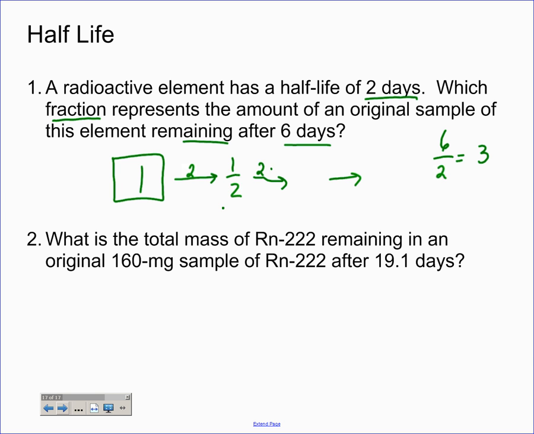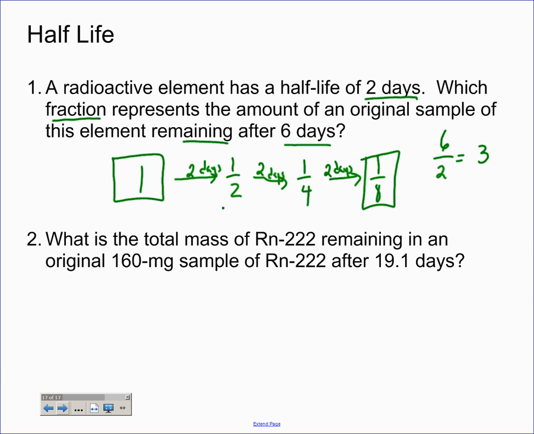After the second 2 days, we have half of that, half of the half. So we have a quarter of the sample remaining. But we're still not there because we have another half-life, 2 days. And after that half-life, we're going to have 1/8 of the sample remaining. So if you see, 2 days, 4 days, 6 days have gone by. After 6 days of the original sample, we have 1/8 of that sample remaining.